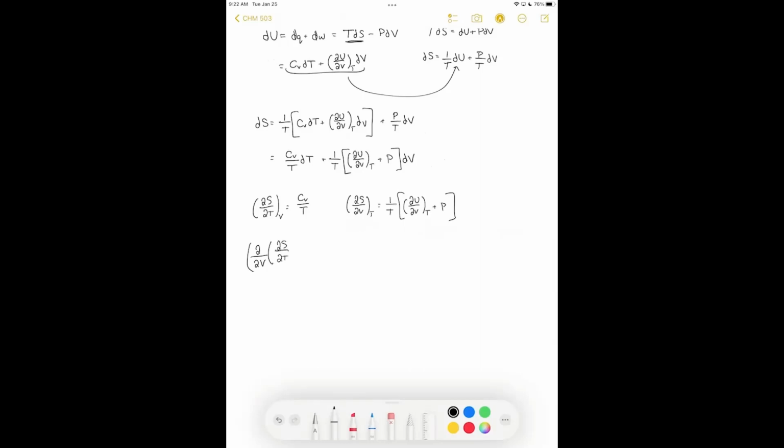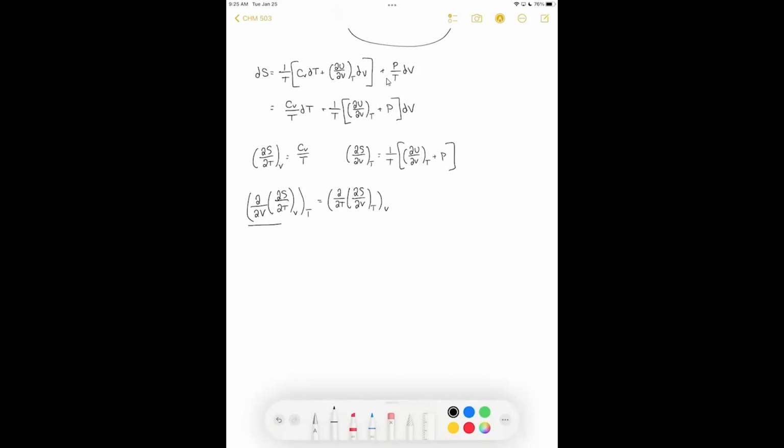So what we're going to do is take the partial derivative with respect to volume of dS/dT at constant V. So we have this mixed partial derivative where we're taking the partial derivative of S with respect to T at constant volume, and then we're taking it with respect to V at constant temperature. And we do this because this is equal to the reverse of this. So if we first take the volume derivative and then take the temperature derivative, these two are equal since we're just taking two derivatives. So we can do this and get answers for what they are.